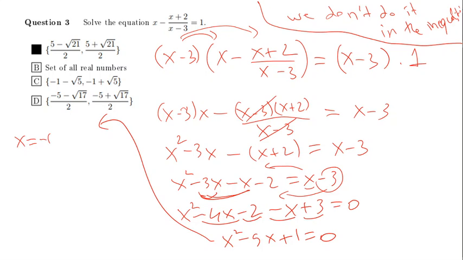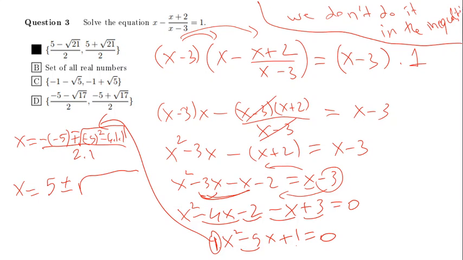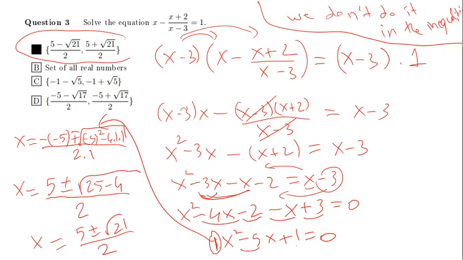So the quadratic formula says minus minus 5 plus minus square root of b squared, which is minus 5 squared, minus 4 times 1 times 1, divided by 2 times a. A is 1 here. A, B, C. Okay, x is equal to 5 plus minus square root of 25 minus 4, divided by 2, and it gives you 5 plus minus square root 21 divided by 2, and these are the solutions here.